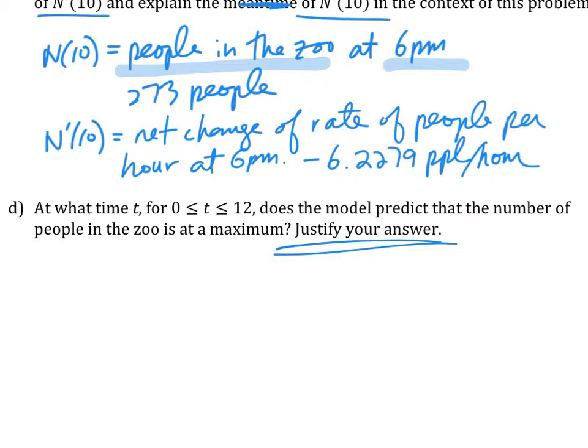When is the people maximum? When do you have the most people? Remember, when they say when do they have the most people, they're asking for absolute max. Absolute max means you have to check the beginning and you have to check the end. Okay, the two endpoints just in case.